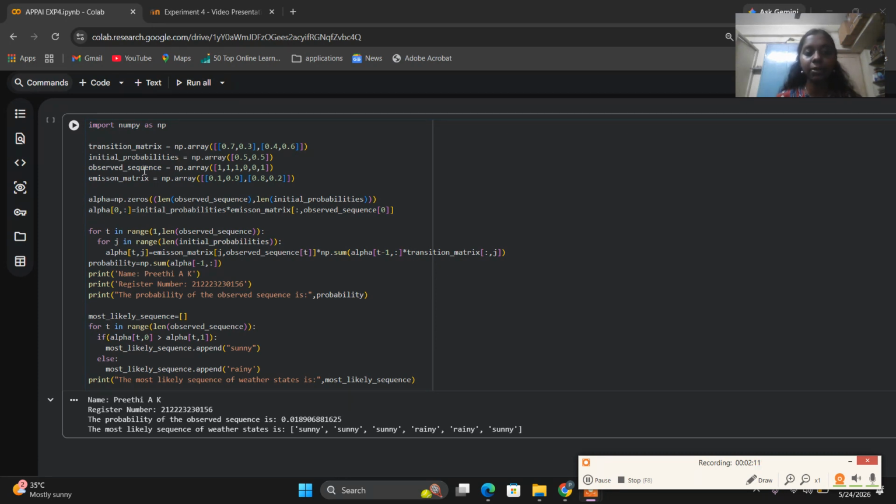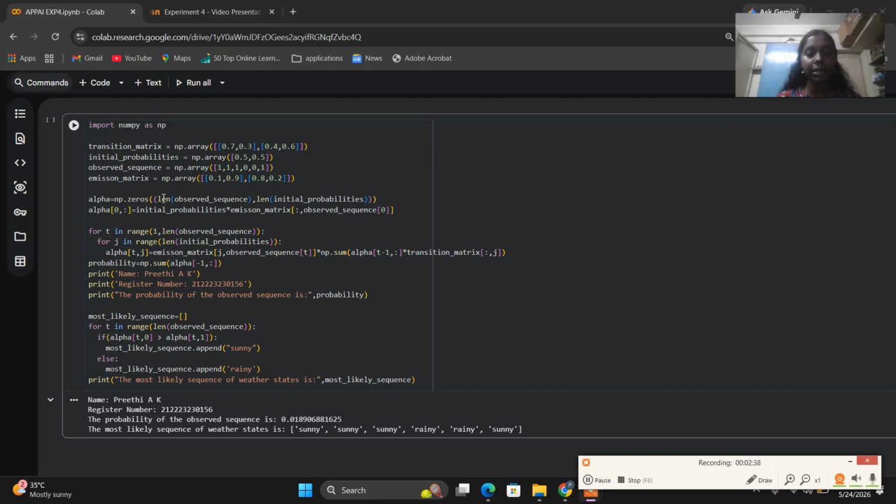And then we have the observed sequence. The observed sequence is the sequence of events occurring, where 1 means an umbrella is seen and 0 means no umbrella is seen. And next we have the emission matrix. This gives us the probability of observing data given hidden states. For example, if it is sunny, there is a low chance of umbrella, and if it is rainy, then there is a high chance of umbrella, like 0.8.